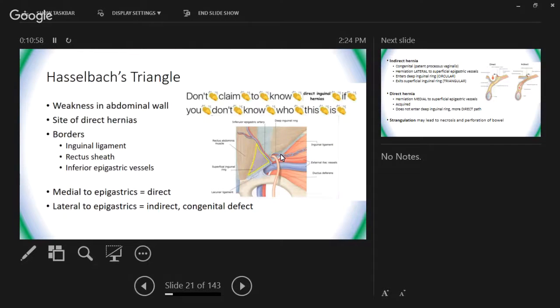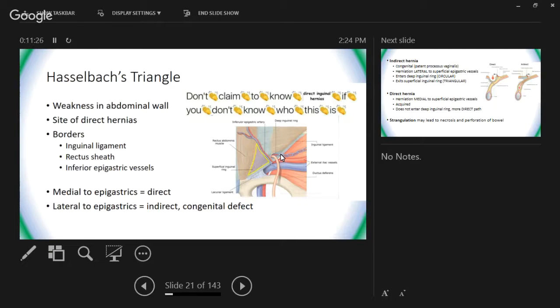Hesselbach's triangle. Give us a minute for this. So yeah, this is starting to get into the direct hernias. Direct, so the right one, we've got a more direct path to the scrotum, so they don't go through that internal ring. And the borders might be something you need to remember.